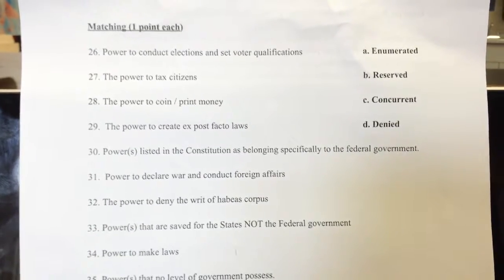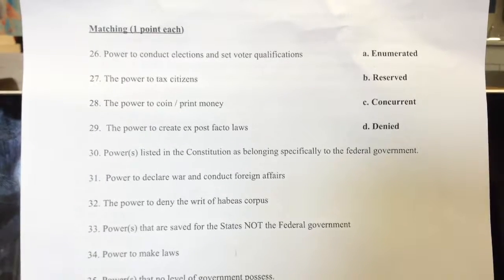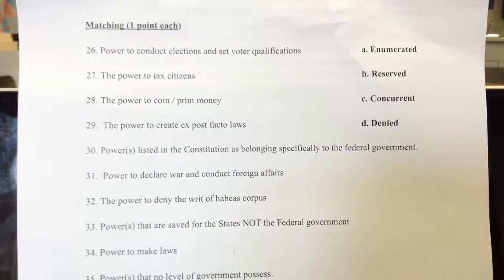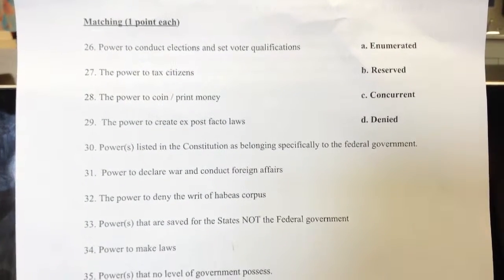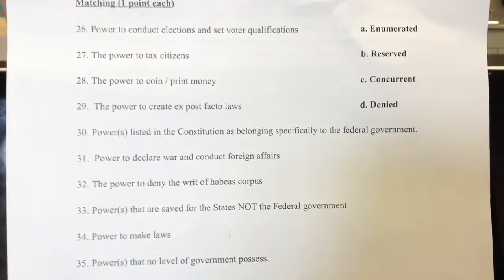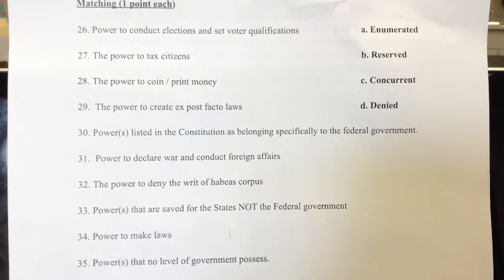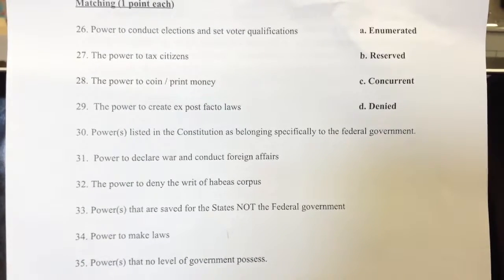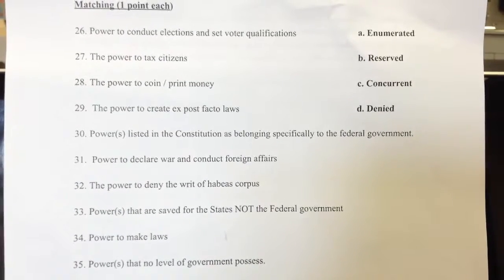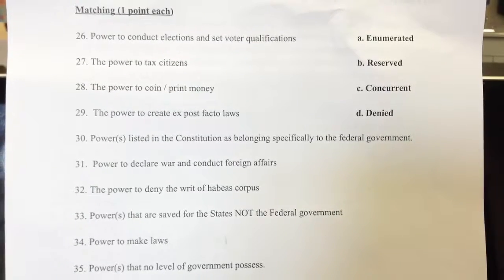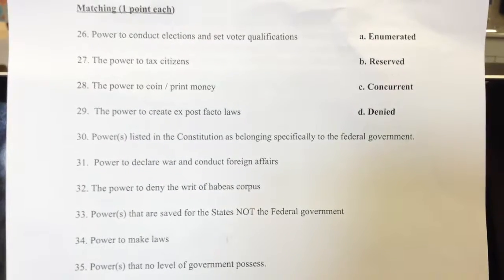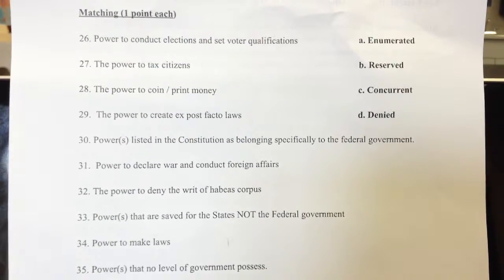Again, enumerated, reserved, concurrent, or denied powers. Number 29, the power to create ex post facto laws. Number 30, powers listed in the Constitution as belonging specifically to the federal government. Number 31, power to declare war and conduct foreign affairs. Number 32, the power to deny the writ of habeas corpus.